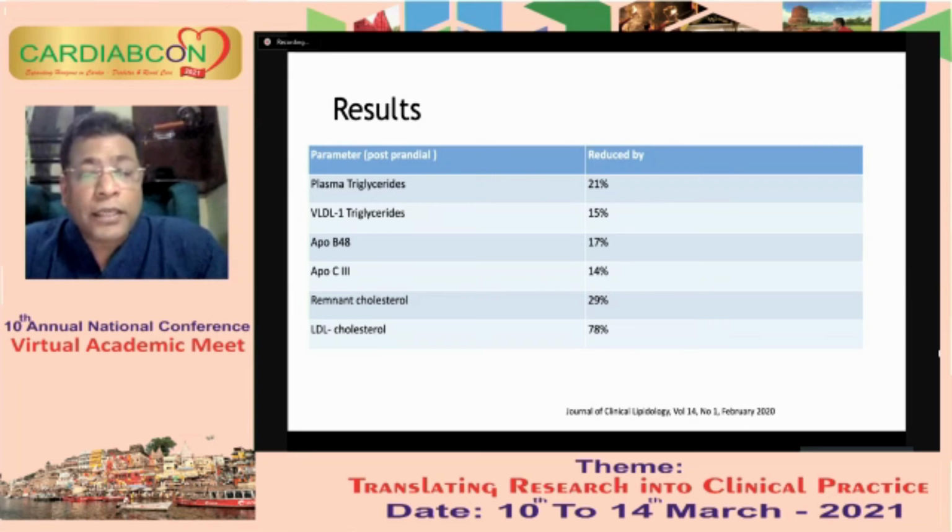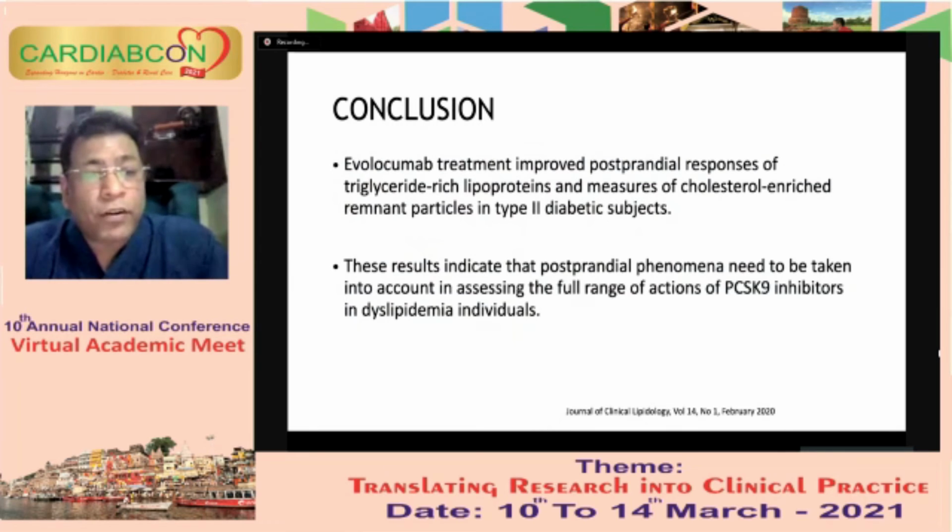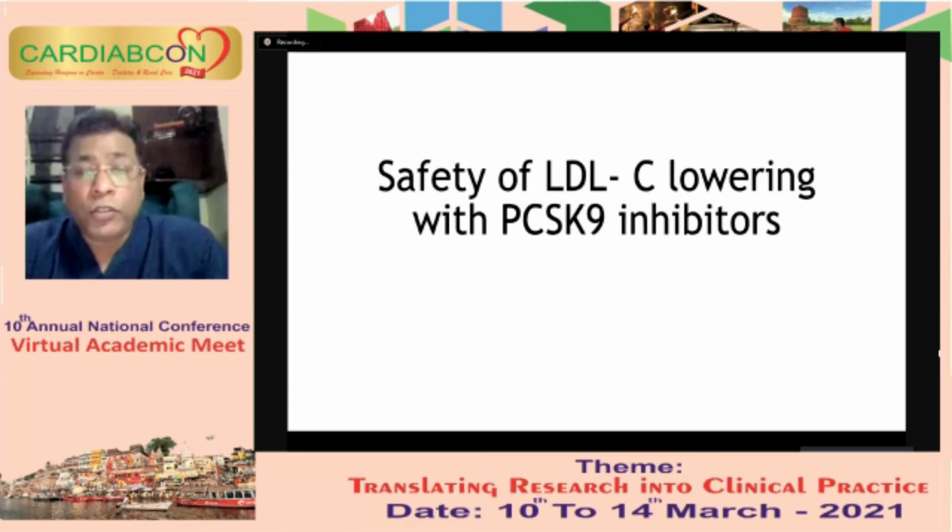So these results are in terms of reduction: plasma triglyceride 21%, VLDL 15%, ApoB 17%, ApoC3 14%, remnant cholesterol 29%, and LDL, of course, in this trial 78%. So nothing more we expect from the studies to give documentation and evidence that in diabetes patients, especially who belong to high and very high risk criteria on statins, if we treat these patients with PCSK9 inhibitors, we are going to get better results, not only in terms of quantitative findings, but also in the qualitative aspect of lipid constituents.